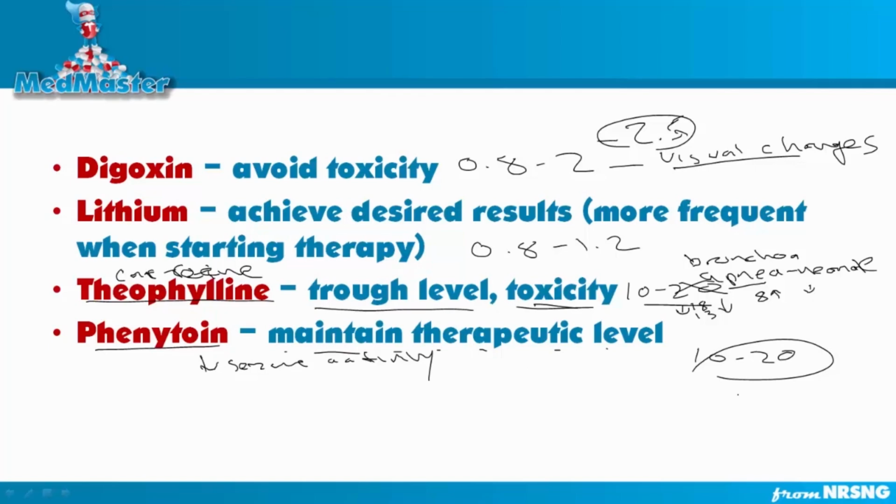We'll start them on Dilantin. If we draw it in the morning and it's 8, we could increase our dose. Next morning, it's 12. We can keep increasing our dose until we get to that therapeutic level. Once we get to that therapeutic level, we keep our medicine at a baseline, and then we'll check it at frequent intervals to determine if they're staying at that therapeutic level and if it's working.